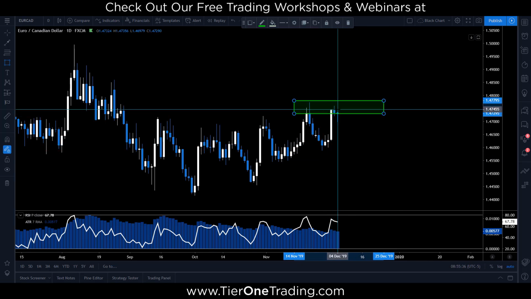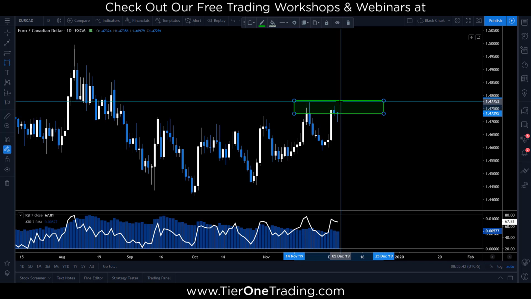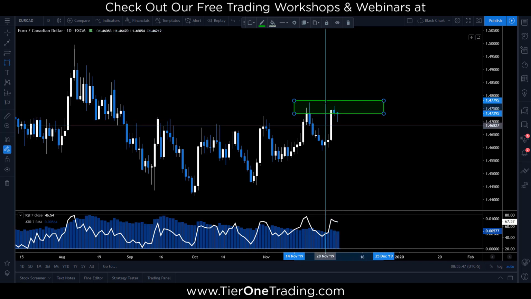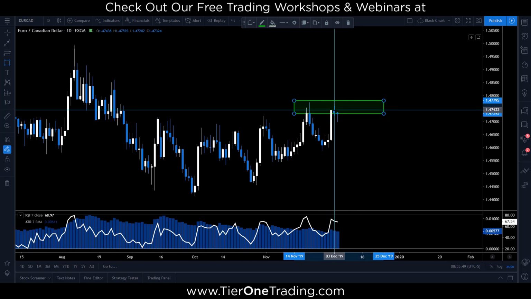Up here, you don't want to get long at the ceiling. You don't want to get short at the floor. So if you're looking for a long opportunity, wait for the violation of this level first. If you're looking for a short opportunity, look for opportunities now, unless we get that violation.